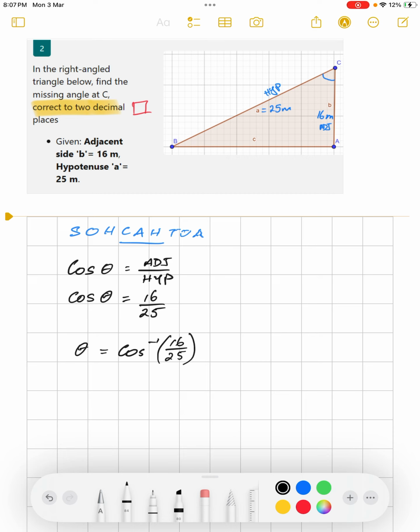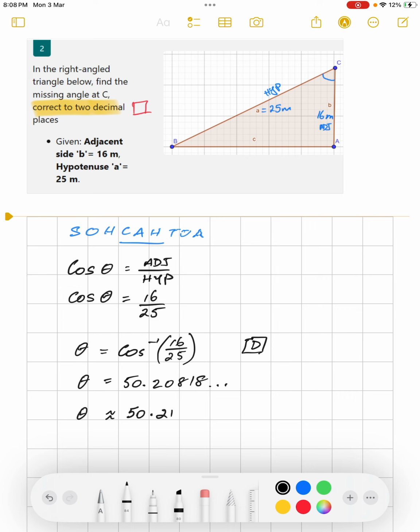So we get our calculator and we make sure we press inverse cos, and we've got our calculator set to degree mode, that's important. And we go shift cos on this calculator to get the little -1. 16 divided by 25, close that bracket, and I've got an answer of 50.20818, and so on.